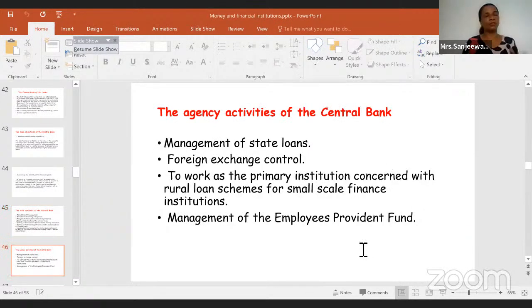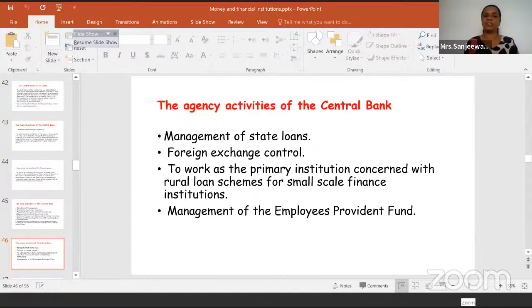Right. So there are so many things that you have to learn inside this lesson. Throughout the lesson, there are so many important things that you cannot set aside. So what are agency activities? Management of state loans. You can't write management of state loans as a main activity. That comes under agency activity. Foreign exchange control, working as the primary institution. And management of the employee provident fund, right? That is also done. So these are agency activities of the central bank.